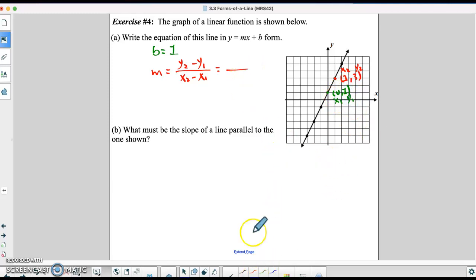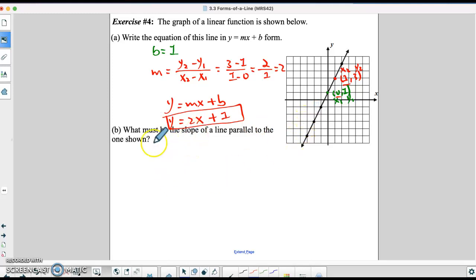So now we just need to go ahead and plug in y2 equals 3, y1 equals 0, x2 equals 1, x1 equals 0. Sorry, this y1 should be 1. All right, so go ahead, 2 over 1. The slope is 2, so our equation is y equals mx plus b, so it will be 2x plus 1, and that is our equation.